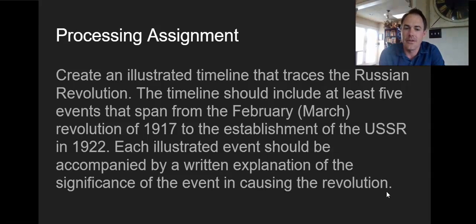As before, I recommend using Google Slides as your medium to do your illustrated timeline. But if you want to do it on paper, that's fine. If you want to do it in a Google Doc, that's fine. If you want to use some other program, that's fine. Just make sure you have these requirements, right? 5 events, illustrations for each, and most importantly, the written explanations.